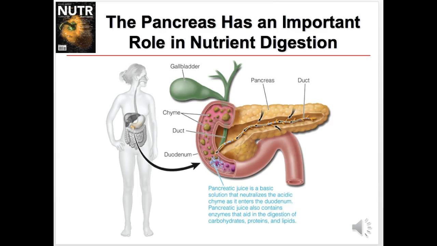Okay, so we talked about the pancreas and some of its importance. Here's a picture of the pancreas. The pancreatic juice is a basic solution that neutralizes the acidic enzymes as it enters the duodenum. And then pancreatic juice also contains enzymes that aid in the digestion of carbohydrates, proteins, and lipids.